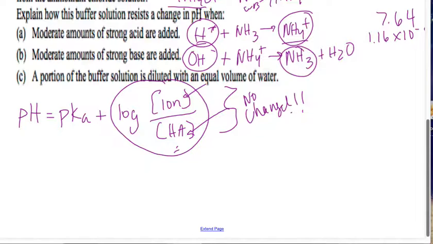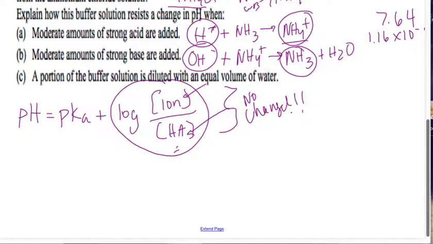What it did do, though, was now cut that buffering capacity in half. Because now, if I were to take some of that buffer and use it to do something, that buffer wouldn't have as many moles of ion and acid per milliliter as it had before. So its capacity would be less, but its actual pH would be the same. Okay, does that make sense?